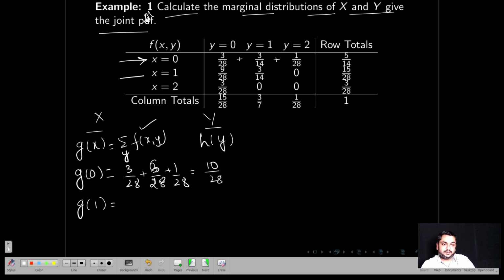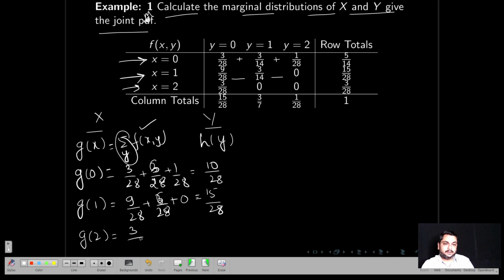G of 1 is x equal to 1 and then add summation over y. This is what it is saying, summation over y. So we will get 9 by 28 plus 3 by 14 plus 0. This is again 6 by 28. Let us write it, so it will be easy to add. 15 by 28. Now g of 2 is fix this x and then sum over y. 3 by 28 plus 0 plus 0. This is 3 by 28.